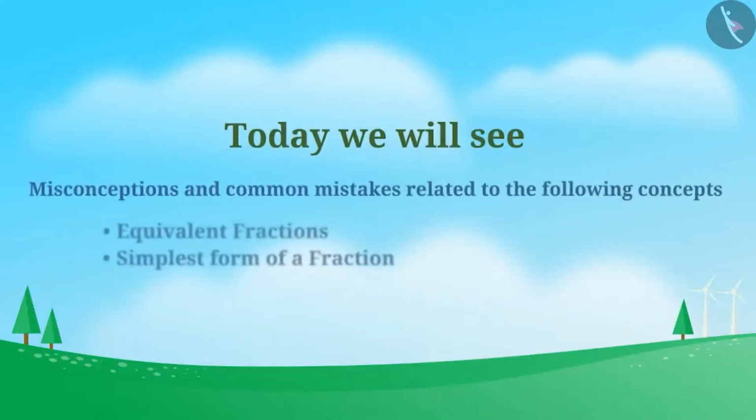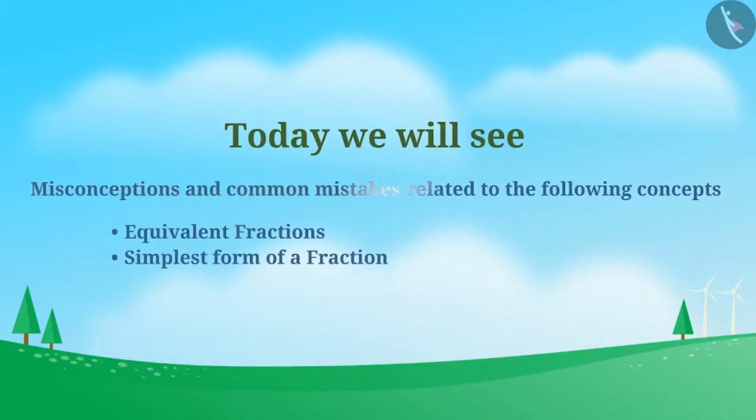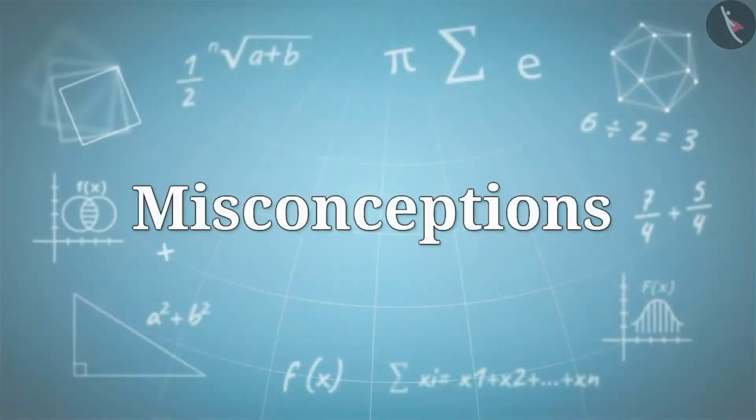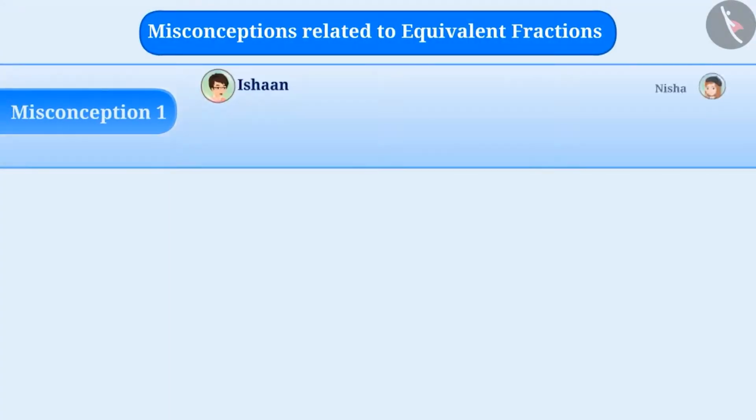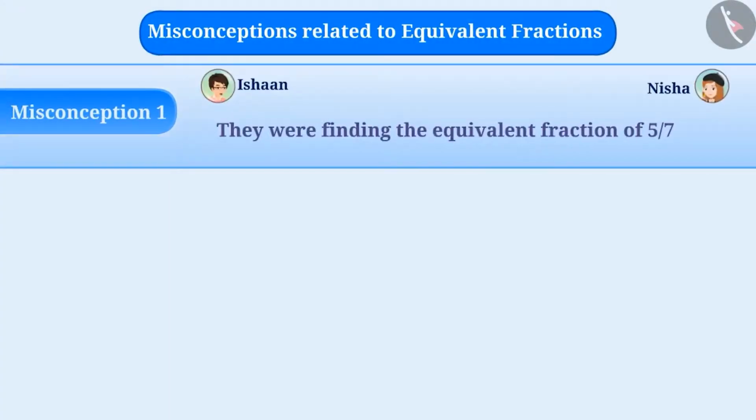Today, we will see some misconceptions and common mistakes related to the following concepts. Misconception 1. Ishan and Nisha were finding the equivalent fraction of 5 by 7. Ishan has written it as 6 by 8 and Nisha has written it as 10 by 14. Find out who wrote the correct equivalent fraction of 5 by 7.